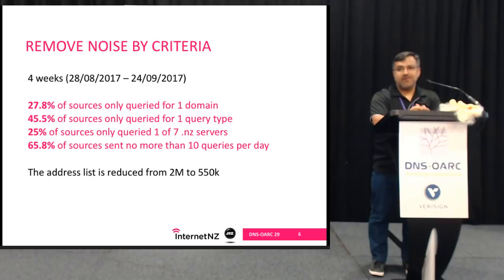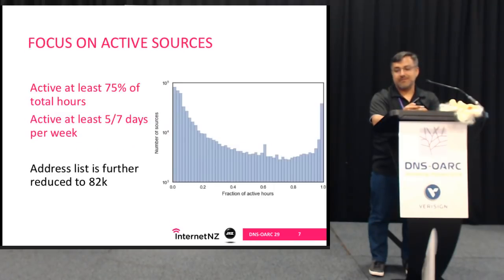Of those 2 million, 27.8% only query one domain in 4 weeks. 45.5% only send one query type. 25% only query one name server out of seven. And 65% only send 10 queries or less per day. So there's a very, very long tail. If we define certain criteria of activity, we can reduce that to a quarter, so 550,000 unique source addresses.